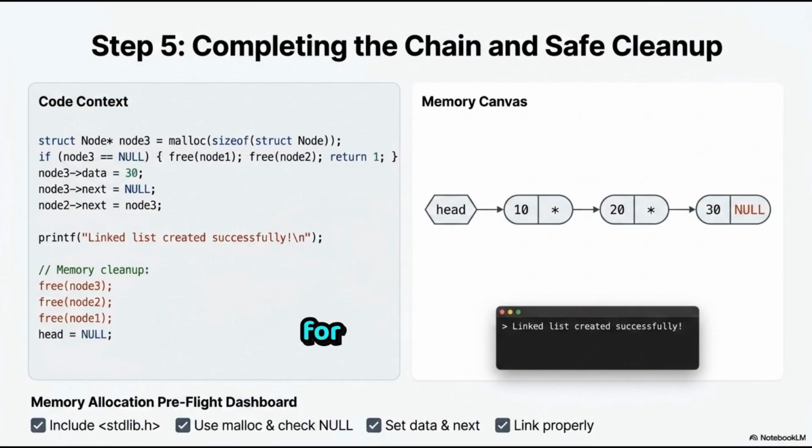But let's pause for a second and emphatically focus on the memory cleanup sequence. What we build in C, we must absolutely dismantle to prevent disaster. Before our program ends, we purposefully call the free function on node 3, then node 2, and then node 1. This politely gives that memory right back to the computer, and we safely reset our head back to null.